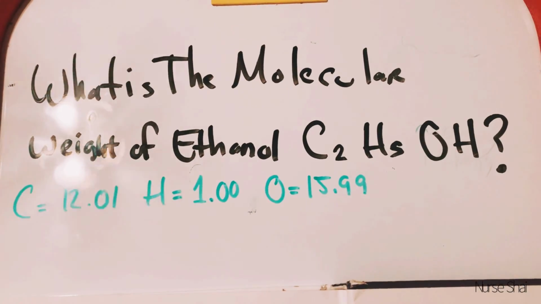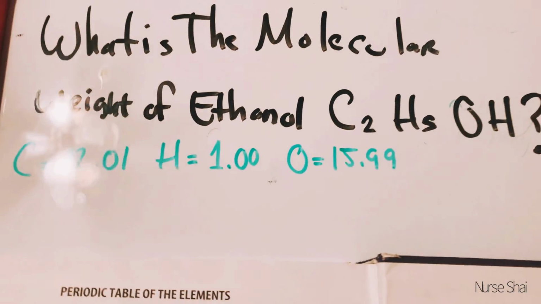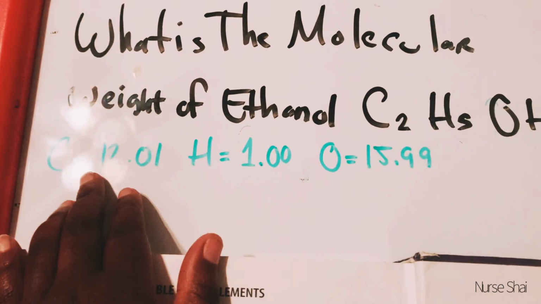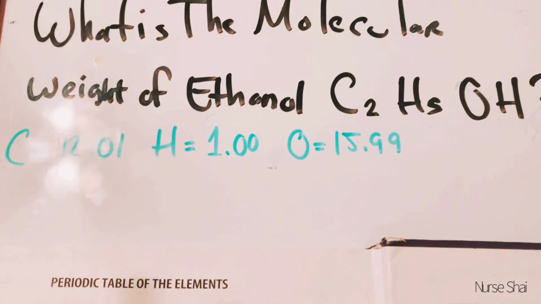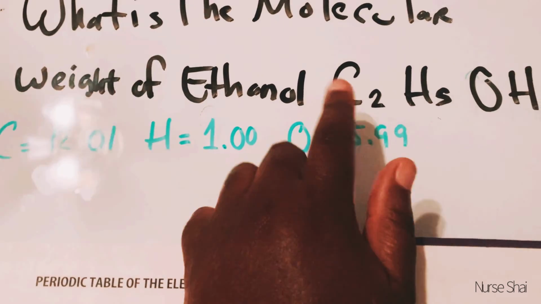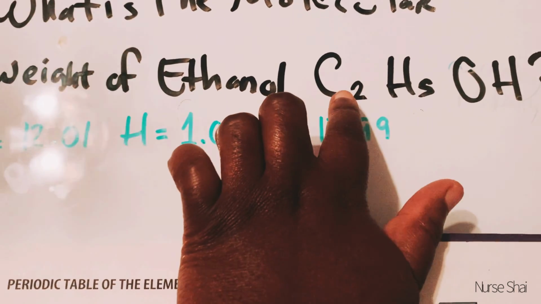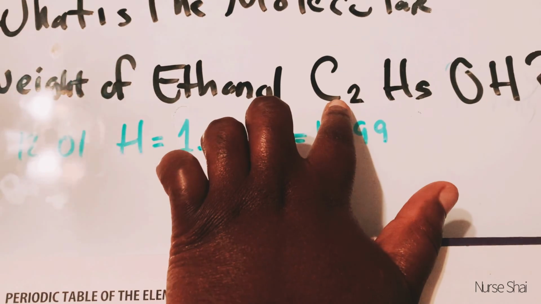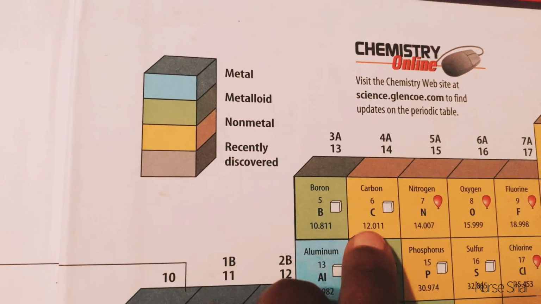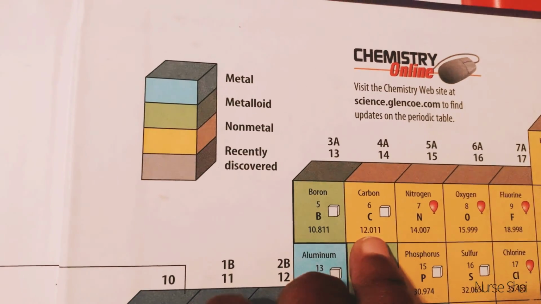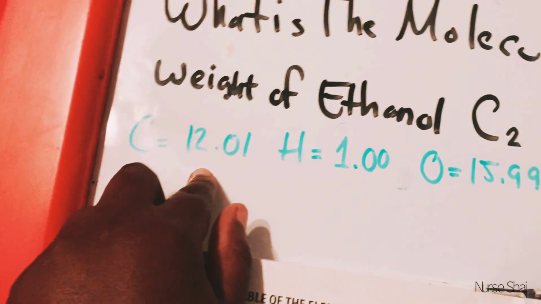What is the molecular weight of ethanol? So the first thing you would do when you have a problem like this, they'll give you the molar mass or the mass of each element. But if for some reason you don't have that, all you would have to do is find the atomic mass of carbon. And just to show you guys on the periodic table, that's 12.01. And so you would just write that out.